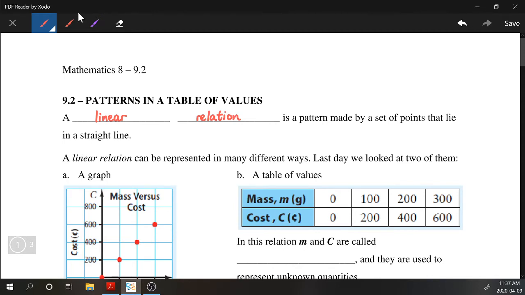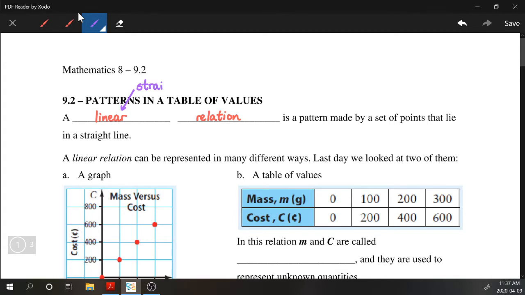They can actually just be individual points like we have here, 1, 2, 3, 4, the 4 points, and that will still be considered a linear relation. So, a couple of definitions. Number one, linear, as you may know, means a straight line.